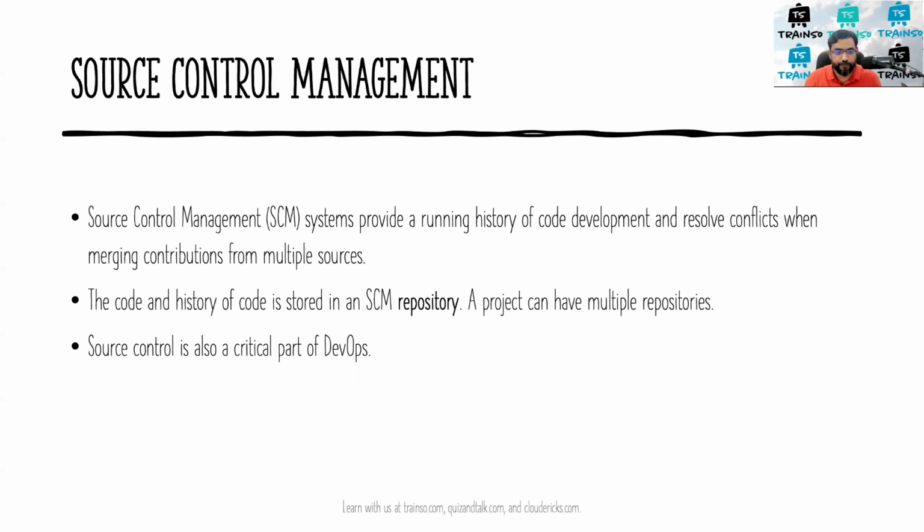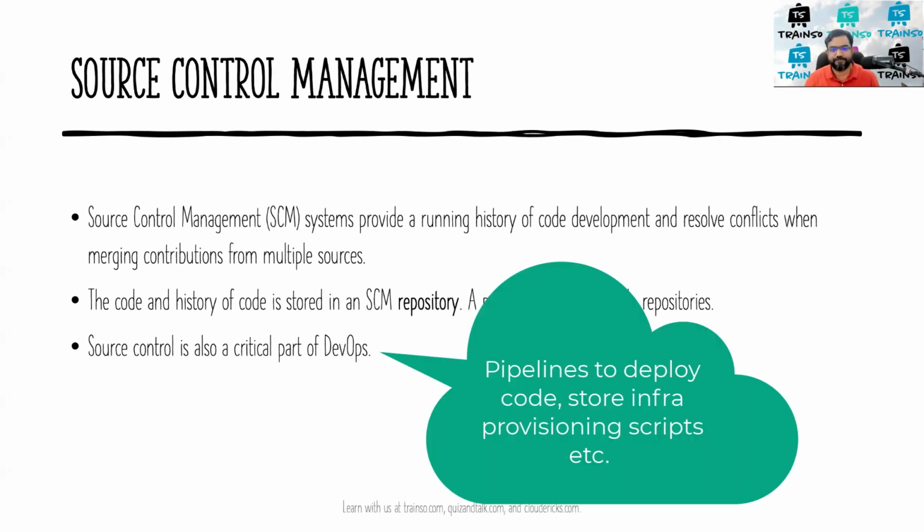The code and history of code is stored in this source code management or source control management repository. A project can have multiple repositories. You can have different repositories representing different microservices. And source control is a critical part of DevOps also. It is not just for developers, it is for everybody. In fact, everybody in the software industry.